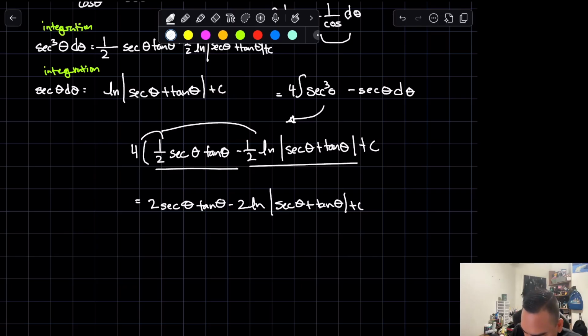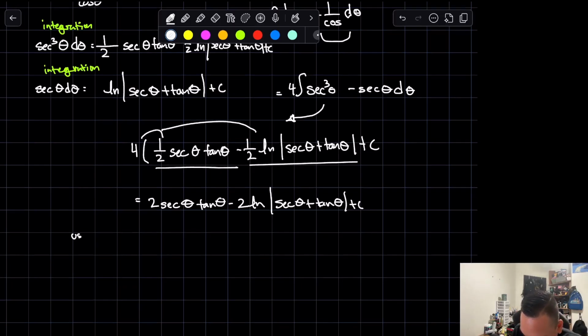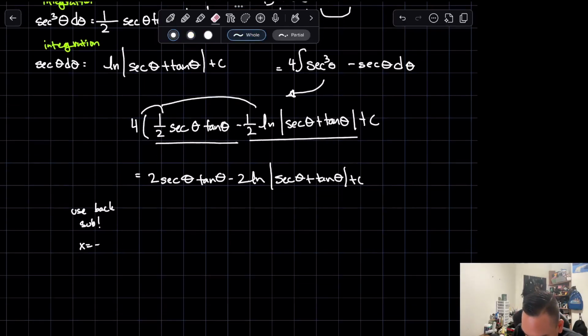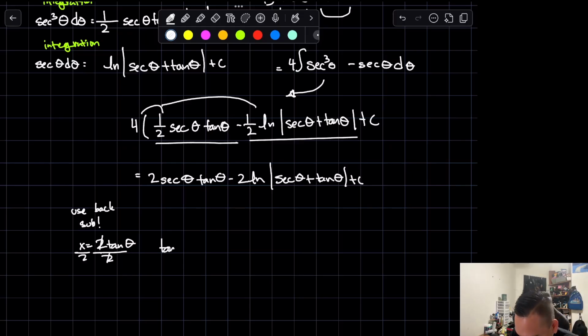From here, we can use a strategy called backsub. Use backsub. So x is equal to 2 tan theta, right? So if we divide by 2, tangent theta is equal to x over 2.